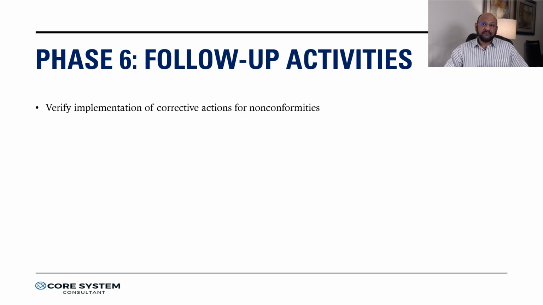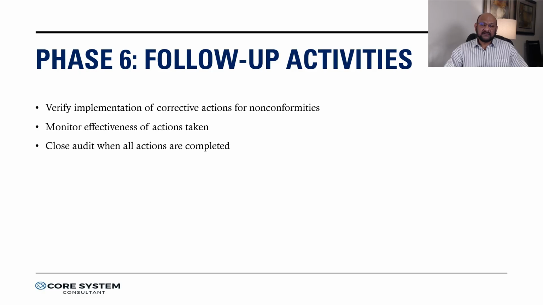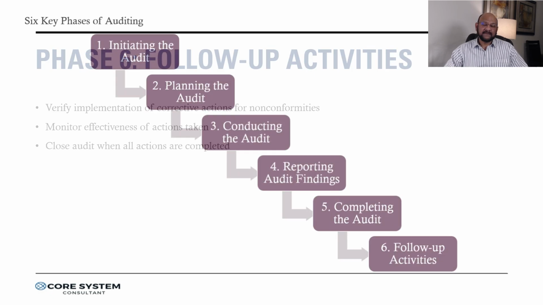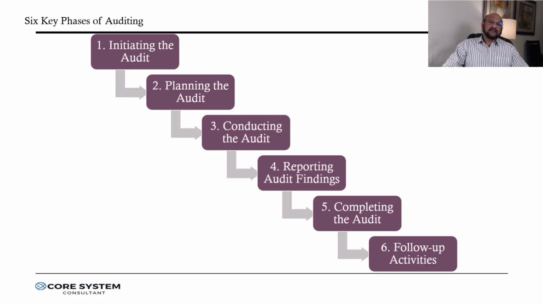On those dates, the verification of the implementation of those corrective actions for the non-conformities needs to be done. So usually the audit manager calls in the respective auditor who raised the non-conformity to go there again and find out if the corrective actions have been taken, if they are effective, and if no other similar non-conformities were found in that process. And then, when all the actions have been taken and all the non-conformities are resolved, they close out the whole audit process. So these are the six key phases of auditing, which start from initiating the audit, planning the audit, conducting the audit, reporting audit findings, and follow-up activities.